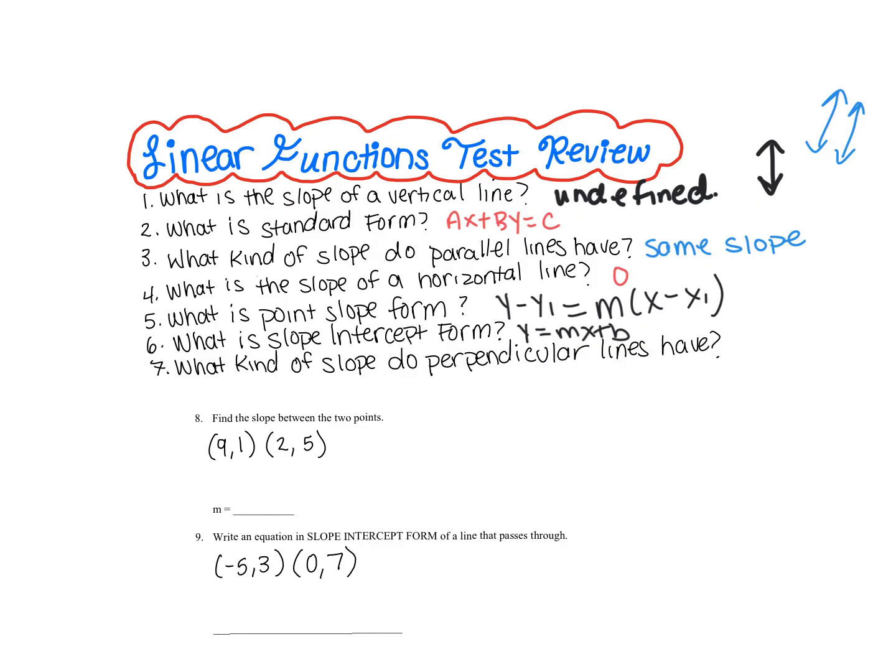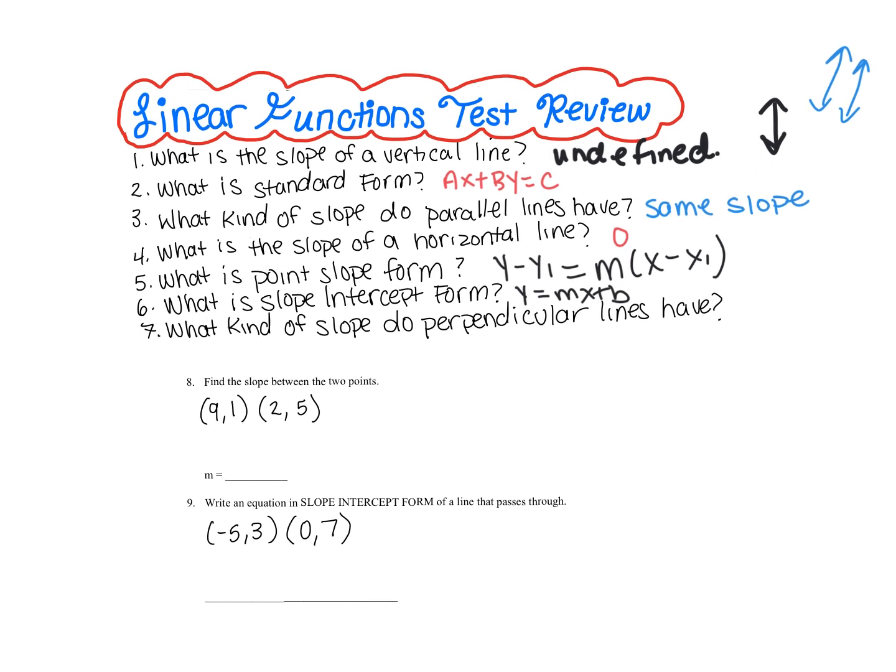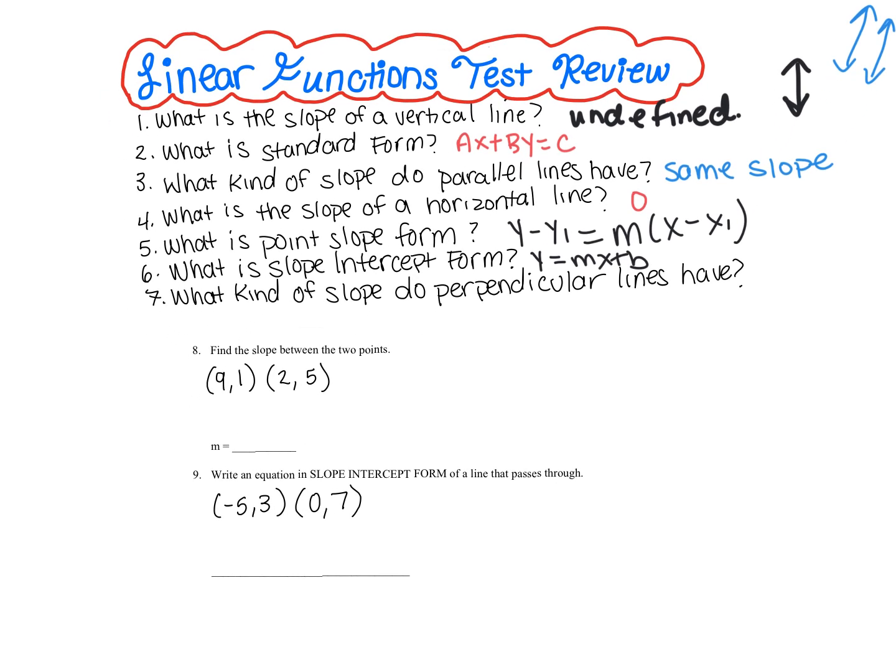And lastly, all right, perpendicular lines. What kind of slope do perpendicular lines have? Opposite reciprocals, right? All right. Everything up to now has been no math. It's just been, do you know the basics? Do you know your formulas? Do you know what kind of slope parallel and perpendicular lines have? Do you know what kind of slopes vertical and horizontal lines have?